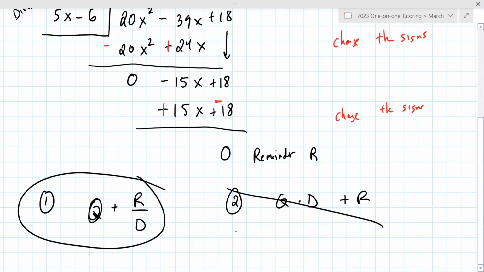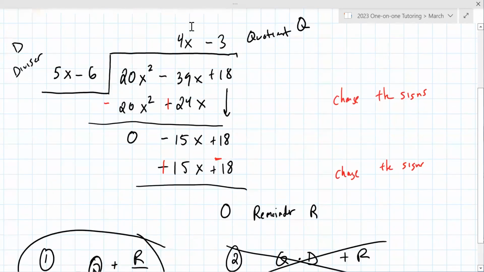Yeah, let's just not even bring that up. So in this problem, there is no remainder. So 0 divided by anything is 0. So you just show the quotient. Like that's your answer.